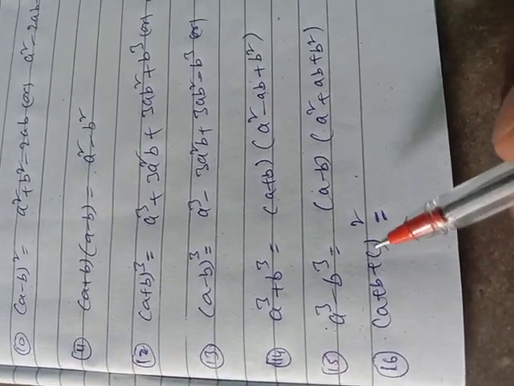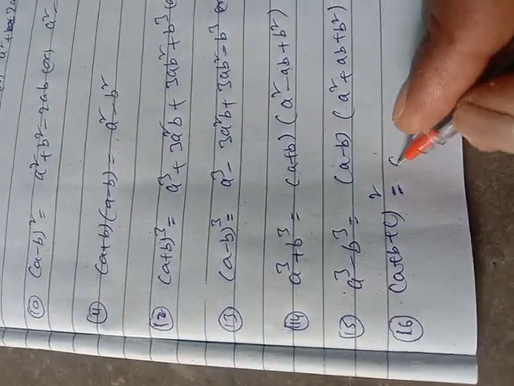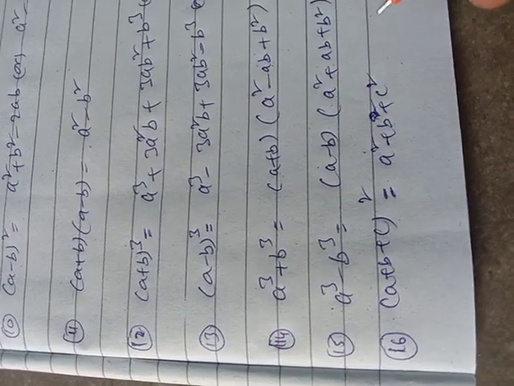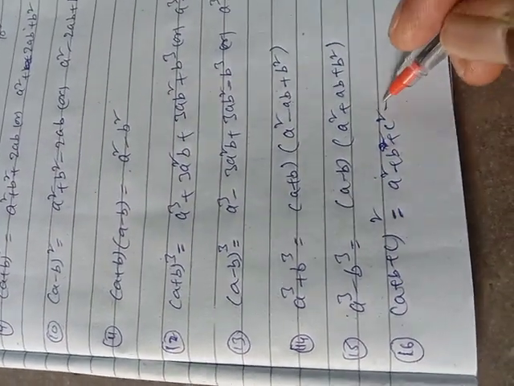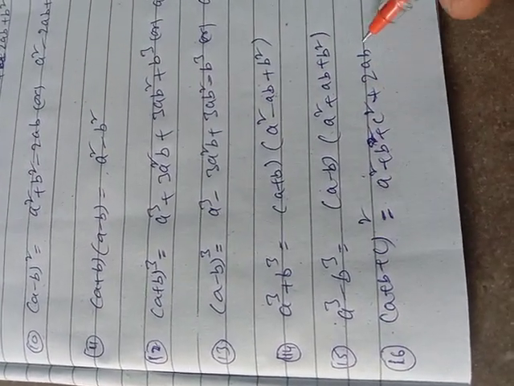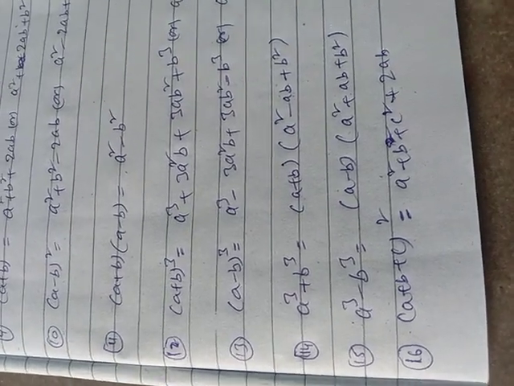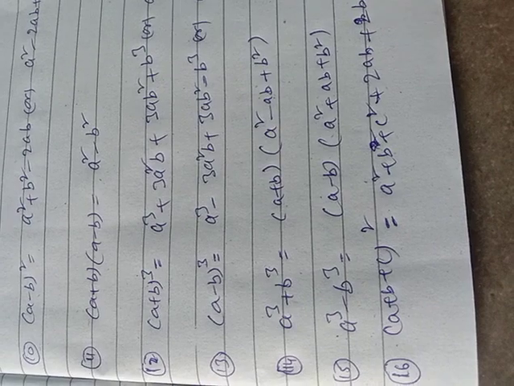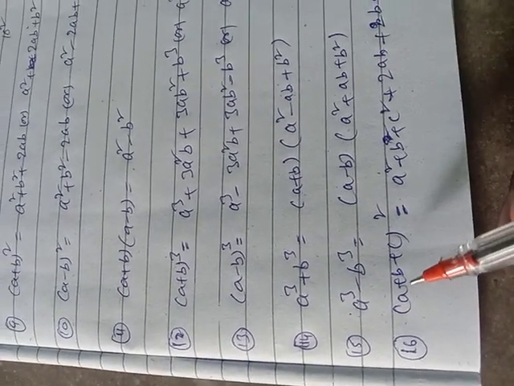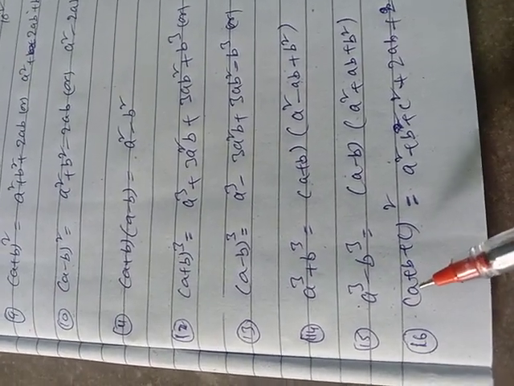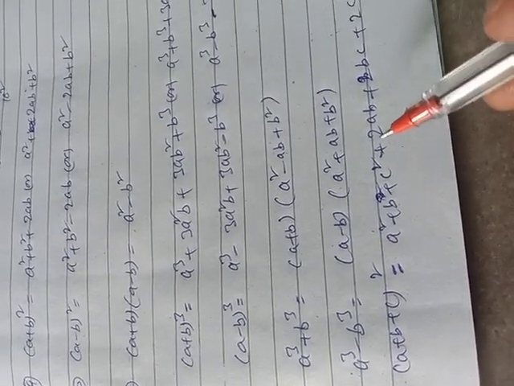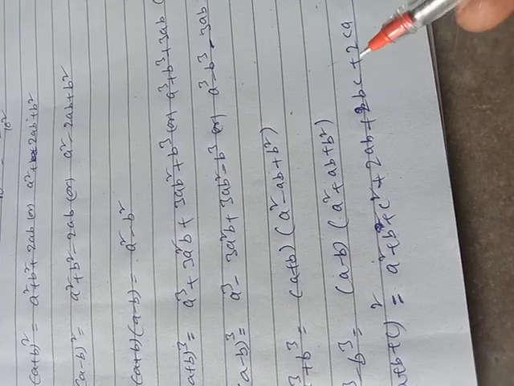a plus b plus c whole square equal to a square plus b square plus c square plus 2ab plus 2bc plus 2ca.